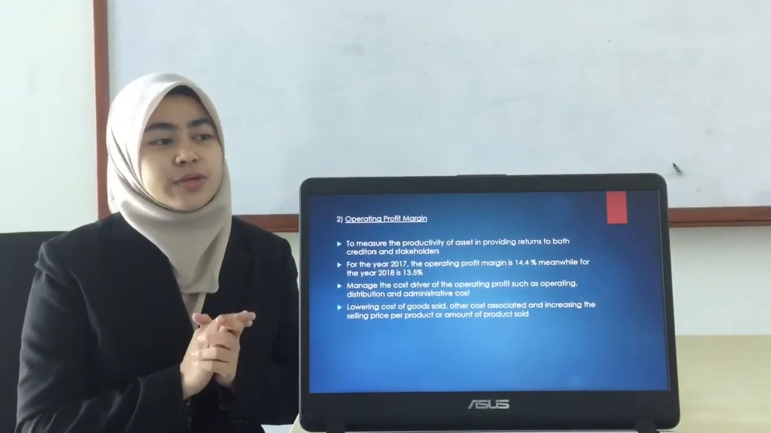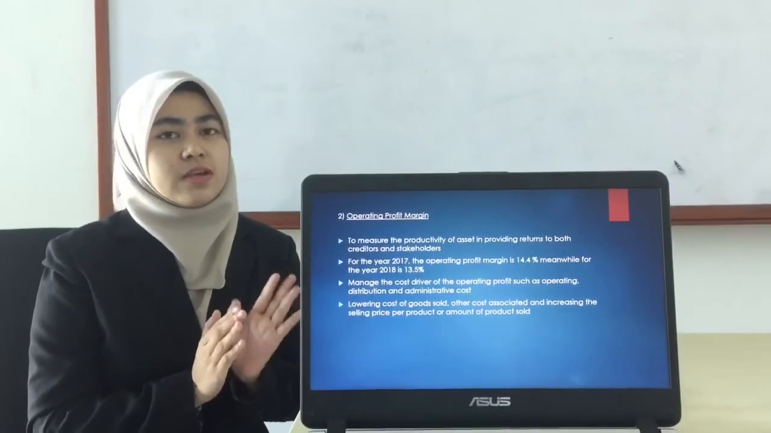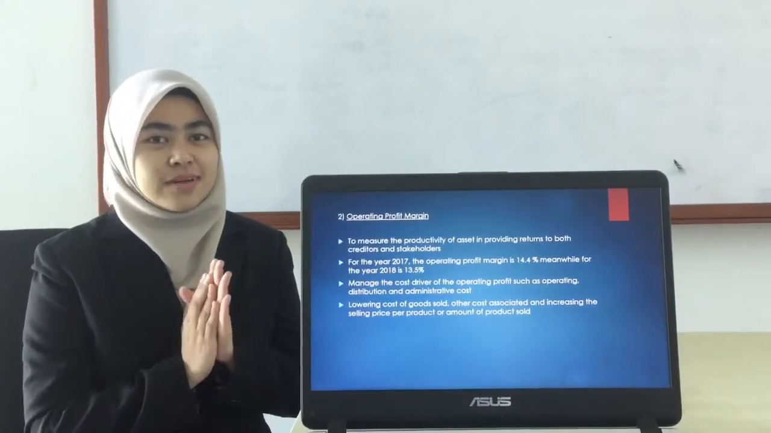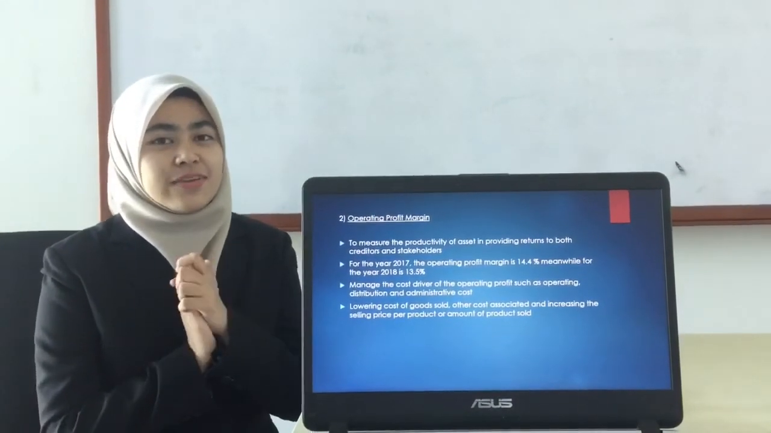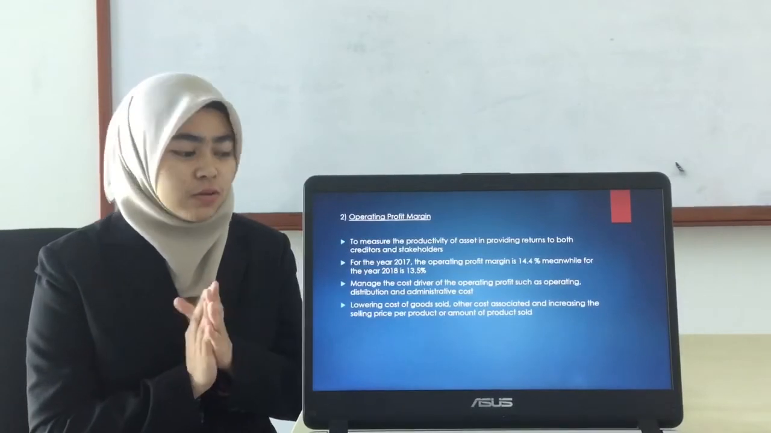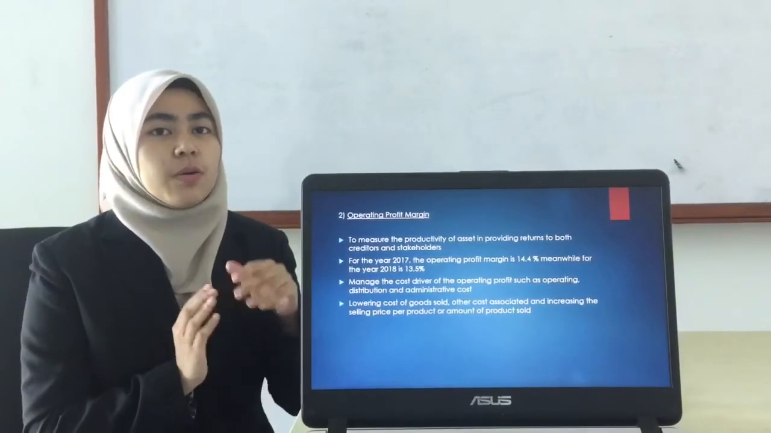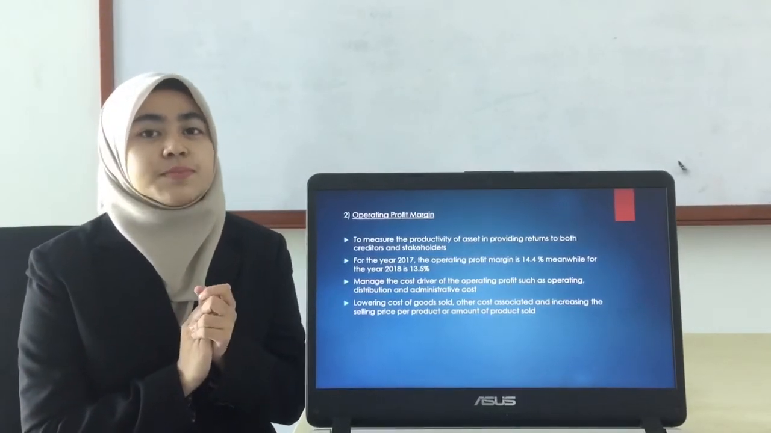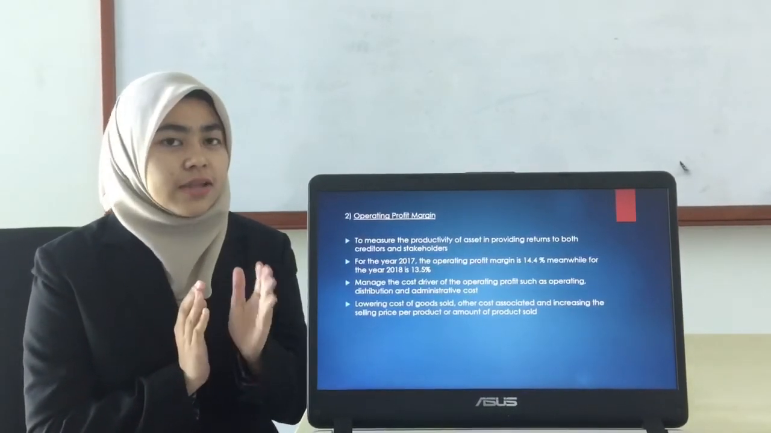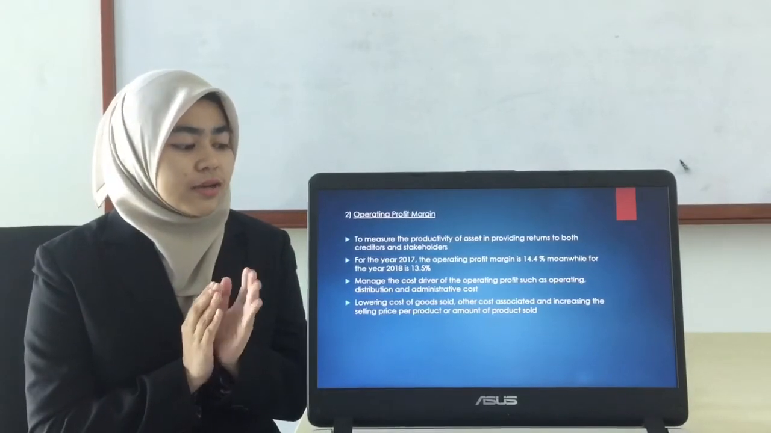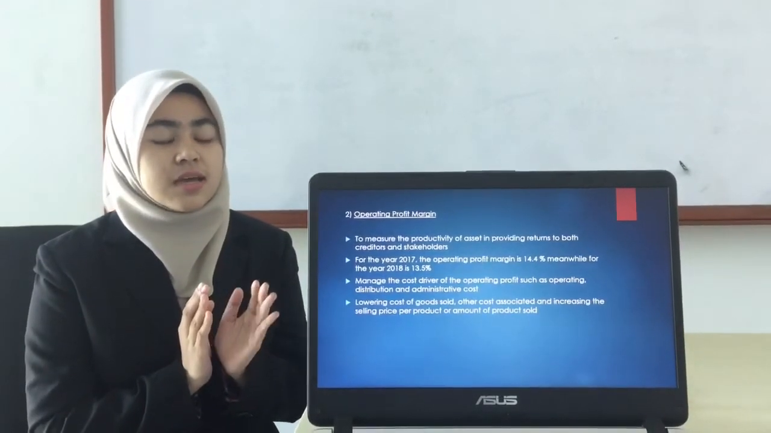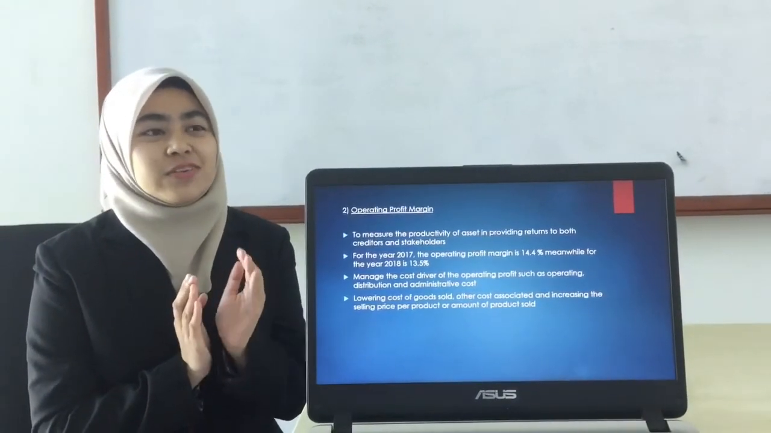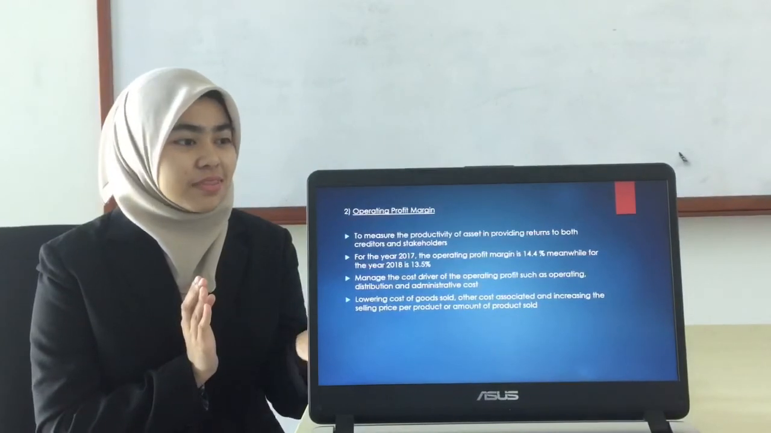The second ratio in the profitability ratio is operating profit margin. The purpose of the ratio is to measure the productivity of assets in providing returns to both creditors and stakeholders. Moreover, operating profit can be obtained from calculating the number of products produced, the price per product, direct and indirect costs, and also the other operating expenses such as administrating costs, manufacturing and distributing costs.